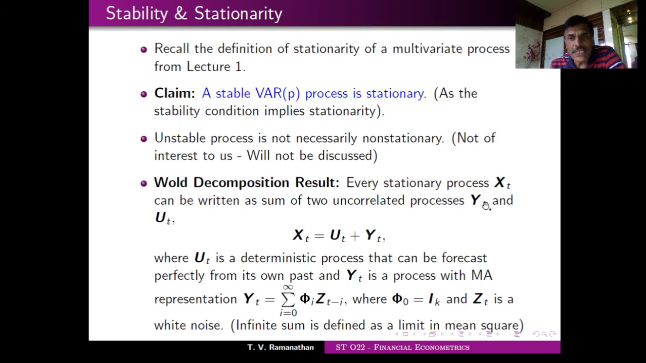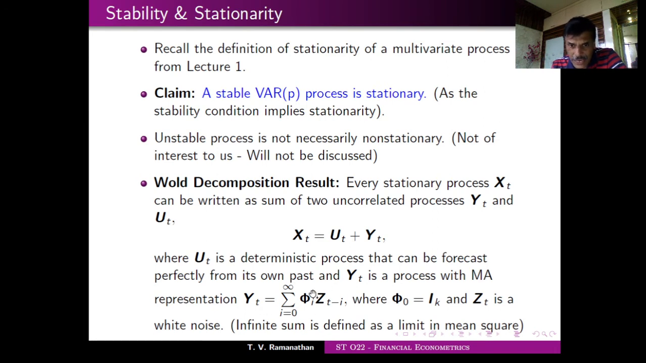It says that every stationary process xt can be written as a sum of two processes, ut and yt. And what are these? ut is a predictable process. So ut is a deterministic process that can be forecast perfectly from its past values. You can predict, if you have the past values, you can predict ut. That doesn't mean that it is constant or anything. Given the past values, you will be able to predict it. And this yt is a moving average like this. It's an infinite moving average like this.